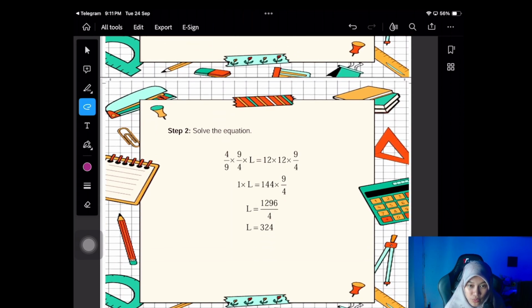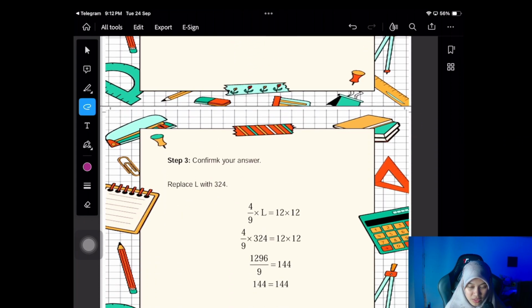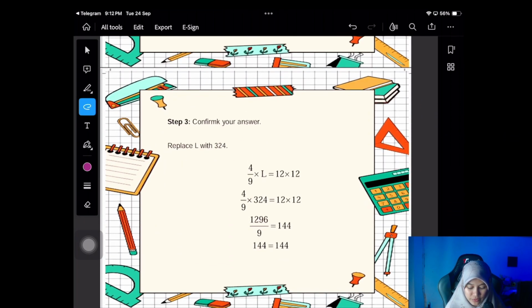Step 2, we solve the equation. On the left we got 1, and this is our L, our subject, and then 12 times 12 is 144, and then times 9 over 4. So we got L equal to 1296 over 4, which is equal to 324.